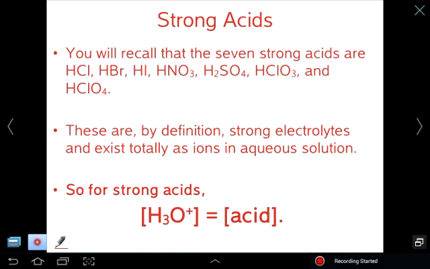Chapter 16, Lesson 3. In this chapter we've been talking about acids and bases, and here we'll talk about the pH of acidic and basic solutions in a little more detail.